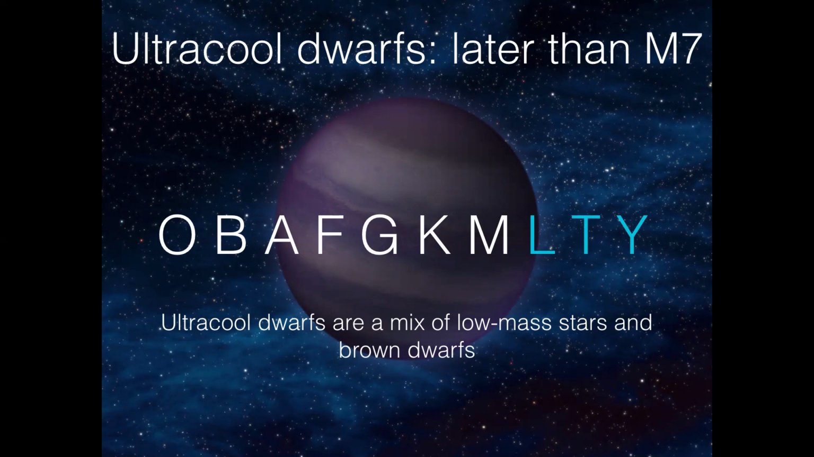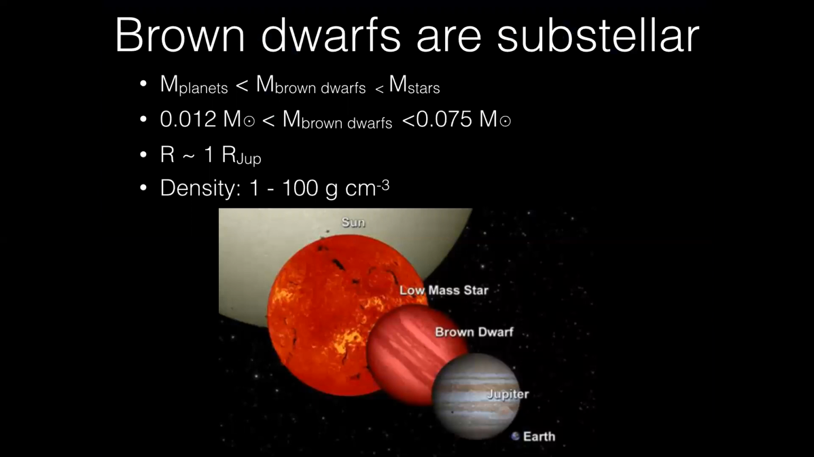These objects are a mix of low mass stars, which are capable of achieving stable hydrogen fusion, and brown dwarfs, which are not. Brown dwarfs are substellar objects. They fit between the most massive planets and the least massive stars. They have masses below what we refer to as the hydrogen burning minimum mass, 0.075 solar masses, which means they are not capable of achieving stable hydrogen fusion.